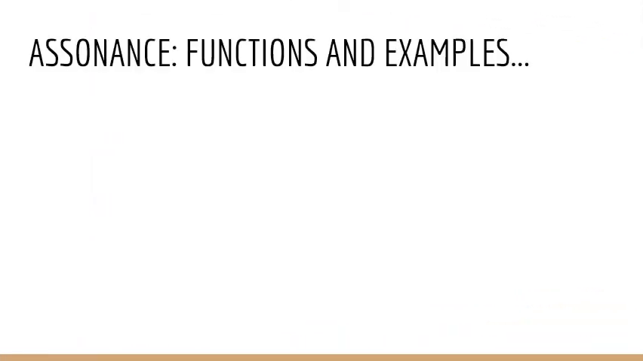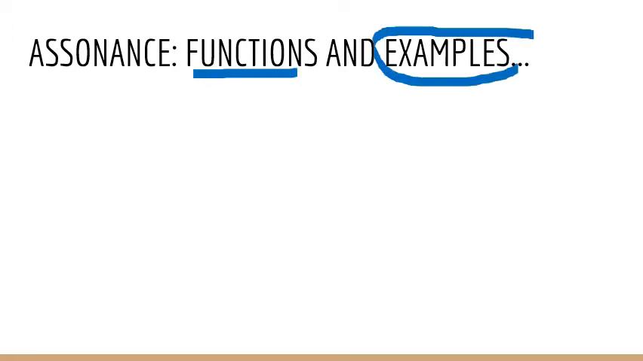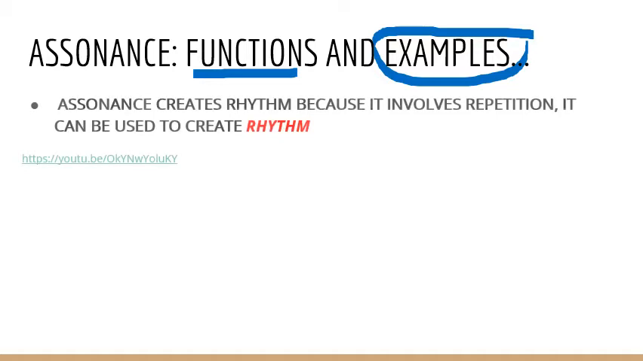Let's look at some functions that assonance might have. Why do we use them? And I'm going to look at them by using examples. So sometimes assonance creates rhythm because it involves a lot of repetition. Now, I have placed a link here for you. I'm also going to put it on your classroom where it takes you to some rap songs that use assonance quite effectively to create rhythm. I think that's going to explain it much better than any of my attempts.